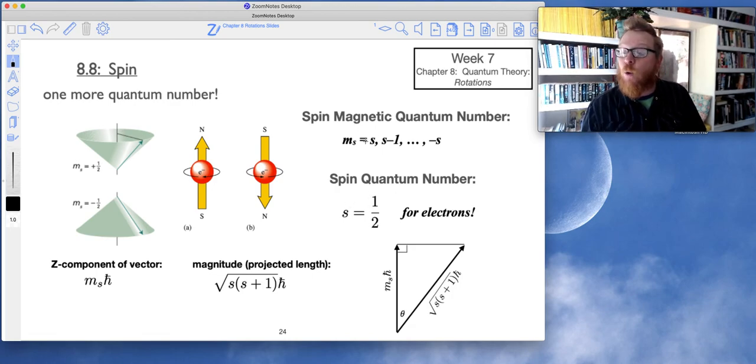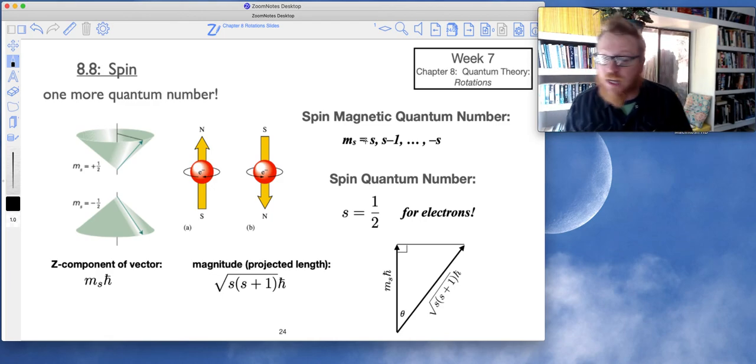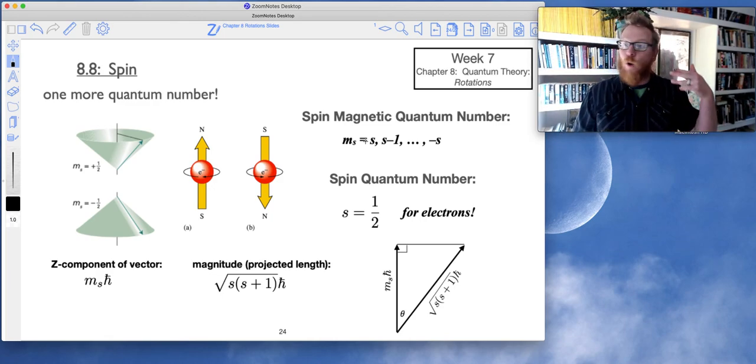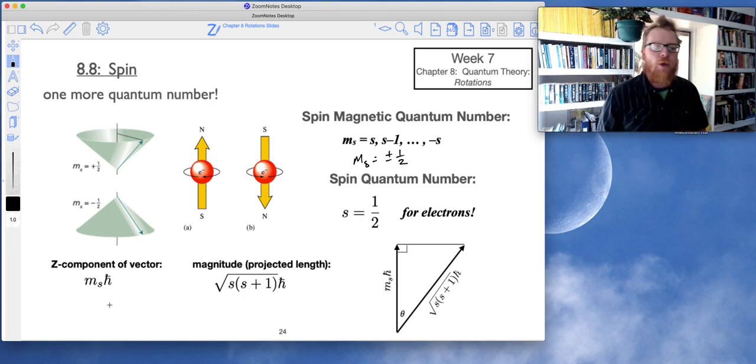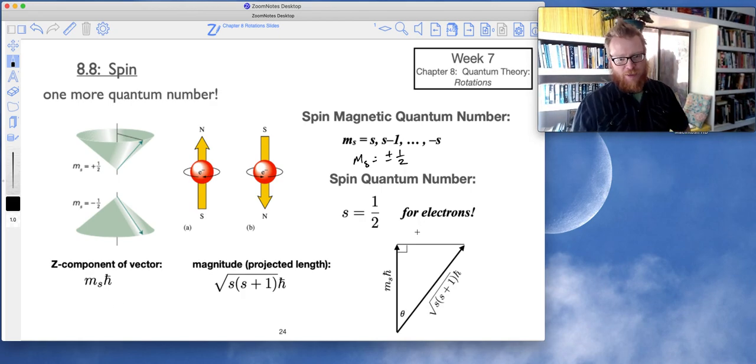We can come up with spin quantum numbers for other particles as well, like photons or neutrons or protons, and they have different values of s. s equals 1/2 for electrons. And because ms takes on all values from s down to negative s, this means for an electron, ms can be plus or minus 1/2, okay? And just like we saw with orbital angular momentum, electrons are also subject to the same Heisenberg uncertainty principle. The z component of their vector is given by ms h bar.